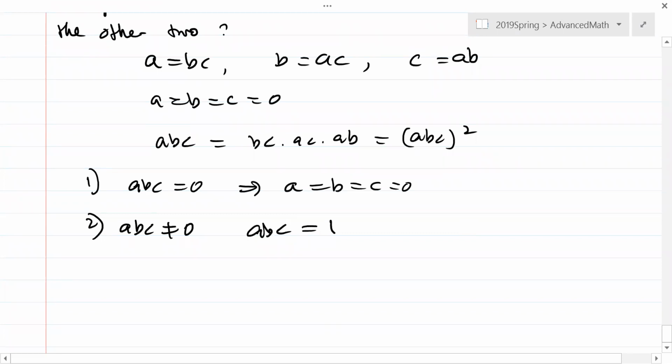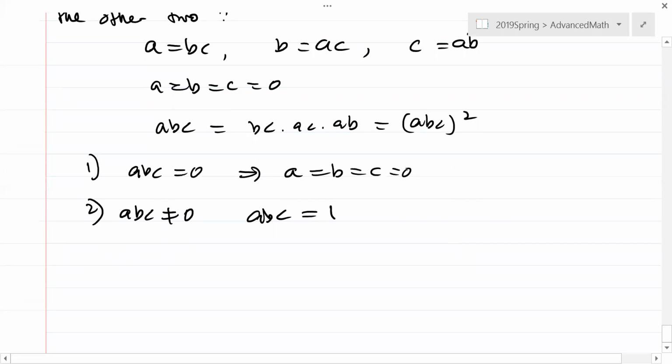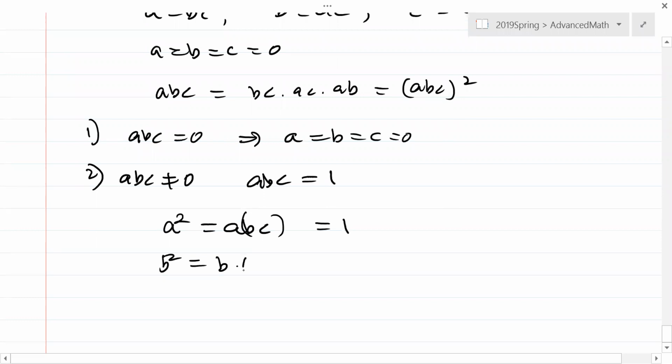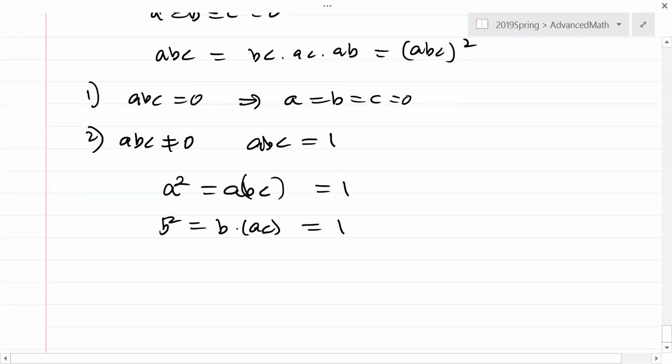If it's 1, all right, then A squared equals A times B times C, so it's going to be 1. And B squared is B times AC, because B equals AC, so it's also equal to 1. And C squared equals C times AB, so that is going to be 1. So A, B, C are really not arbitrary numbers. They must be plus or minus 1.